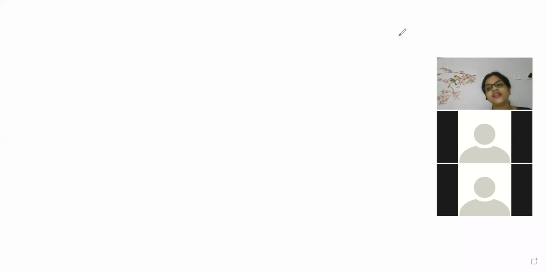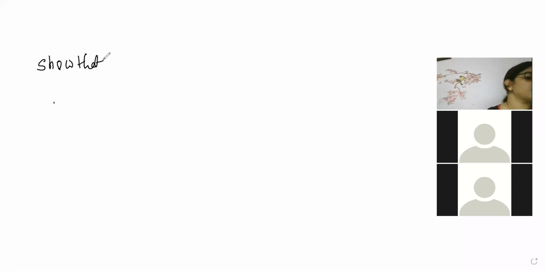Now we will go for answers. This is an NCERT question, beta. What I am doing is exercise 1.1, NCERT question number 2.